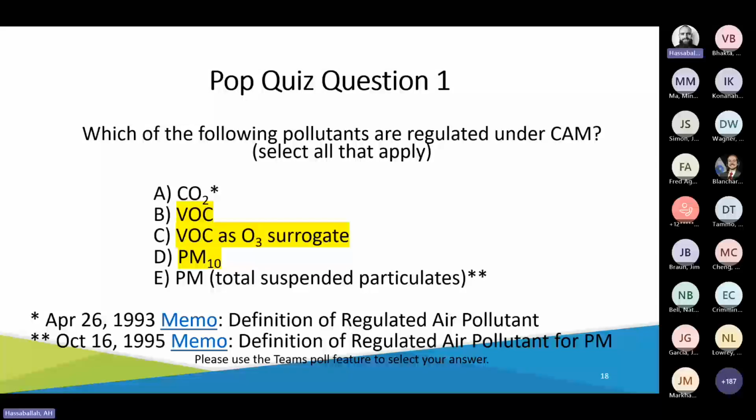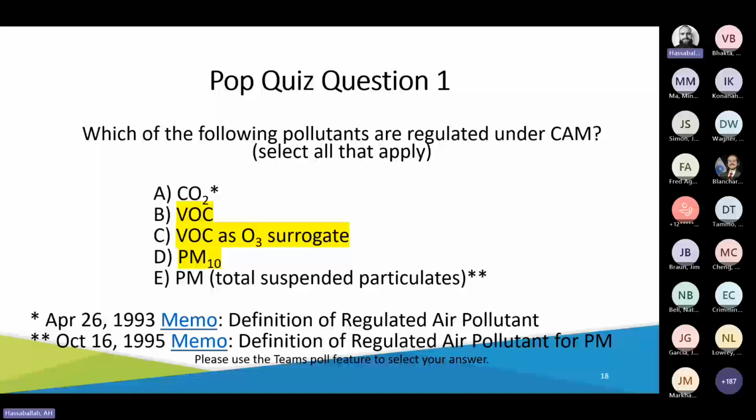It seems most are coalescing around B, C, and D, your criteria pollutants or regulated air pollutants. And yes, option A and option E, where we're talking about carbon dioxide and PM as total suspended particulates, it's a little bit tricky. Let's start with A. So VOCs in general include any compound of carbon, but exclude CO2.